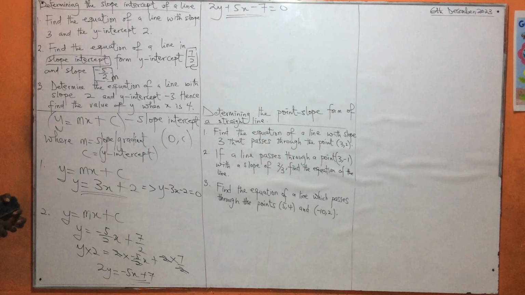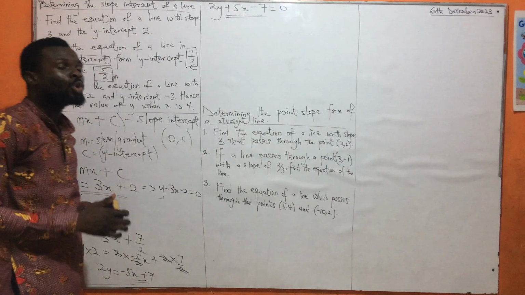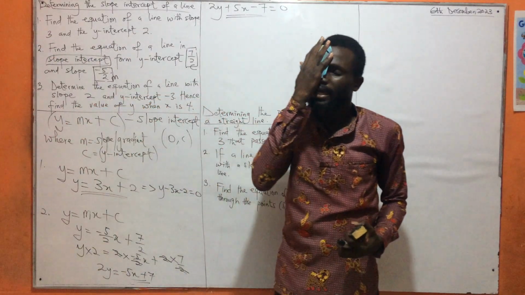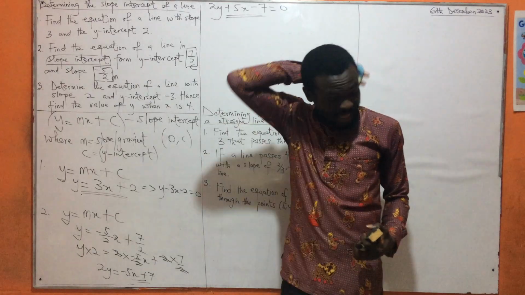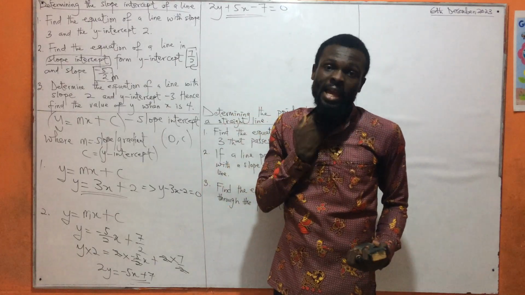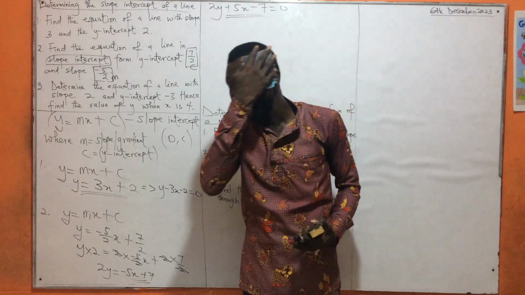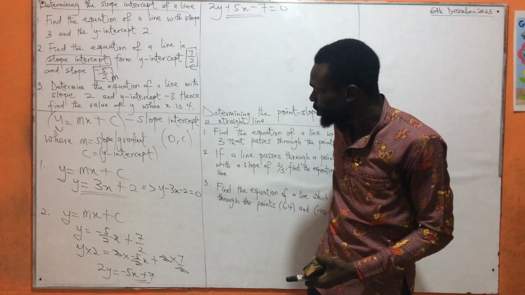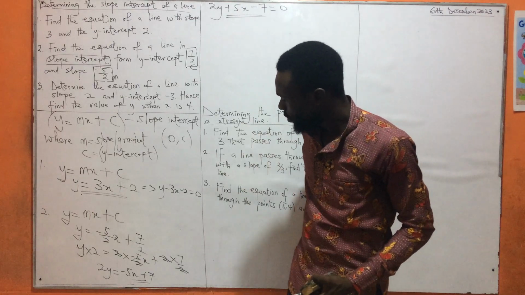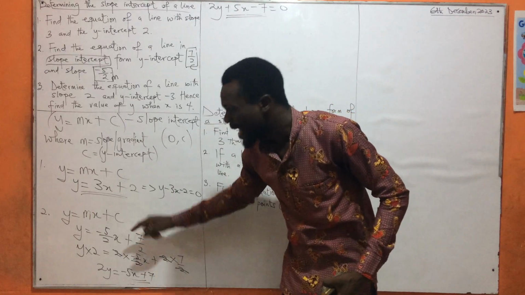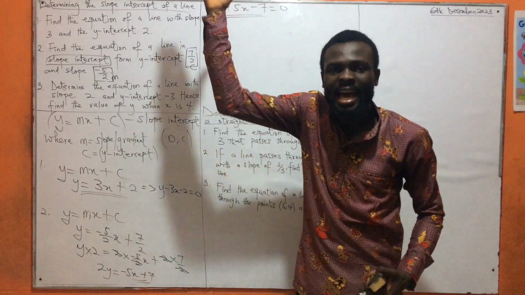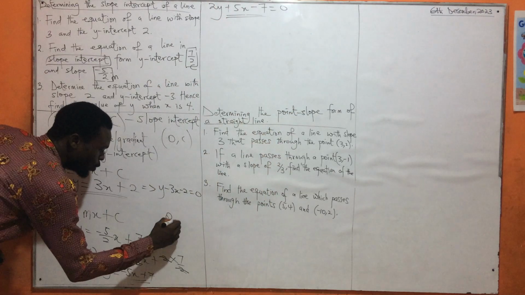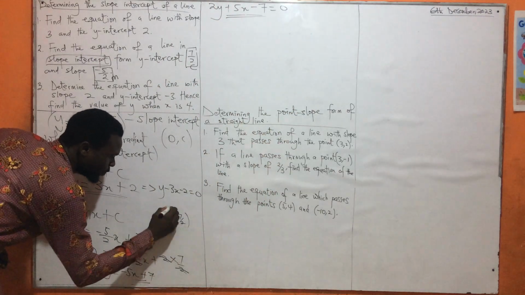With this one, it's very simple. All you need to know is the slope and the y-intercept. Remember we said that the y-intercept is where the equation of the line meets the y-axis. So when you take this one for example, the moment the line cuts across the y-axis, the x becomes 0 and the y is 7 over 2.